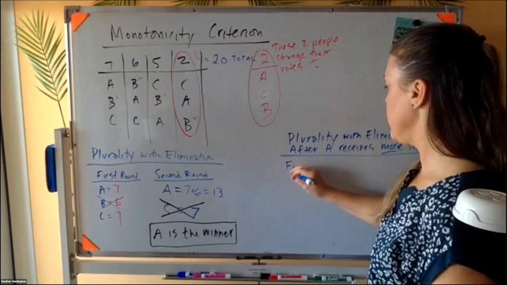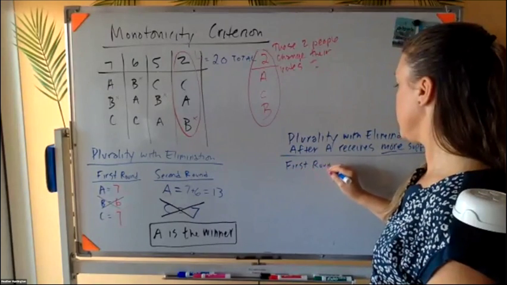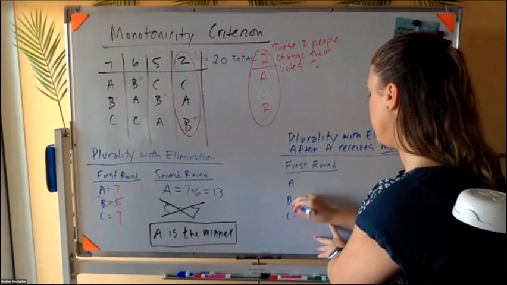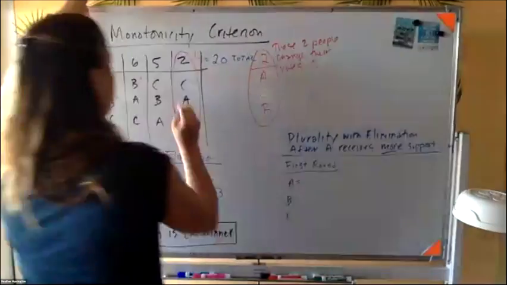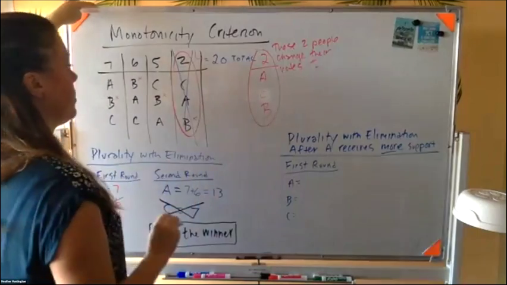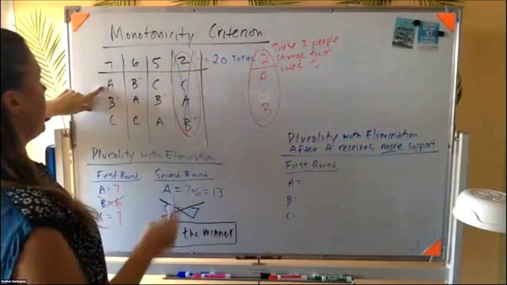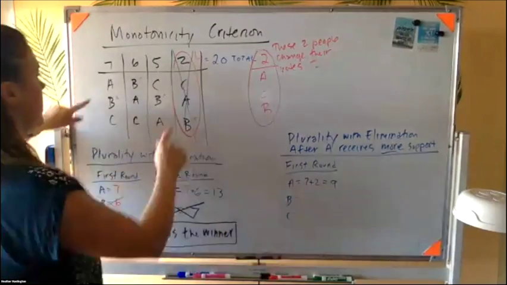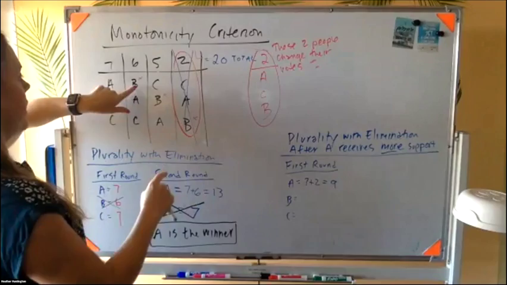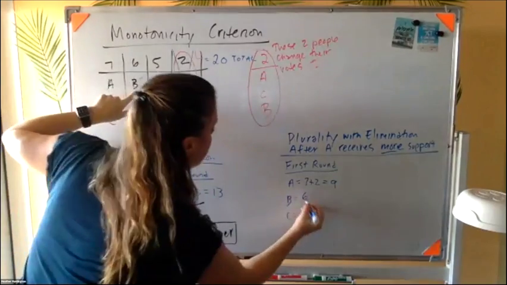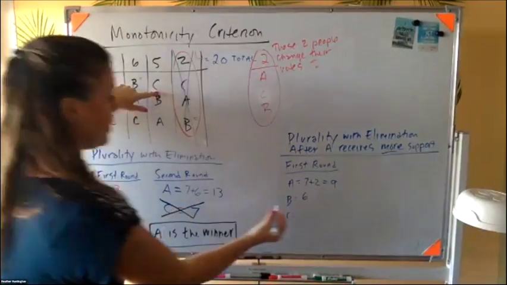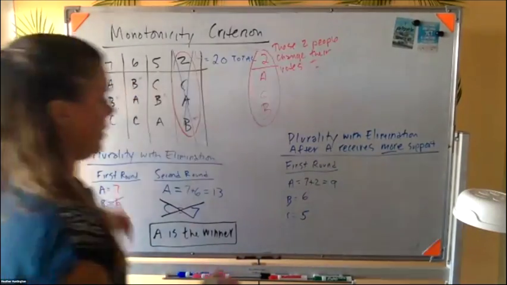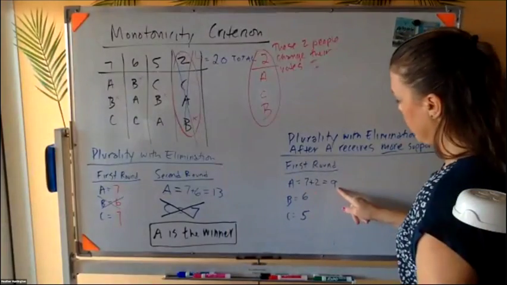All right, the first round, we've got A, B, C. So essentially we're not using this one anymore. We're using this one. So A has 7 plus 2, which is 9, right? And then B has 6 still, and then C has 5. I'm going to check in my mind. So that's 11 plus 9 is 20.